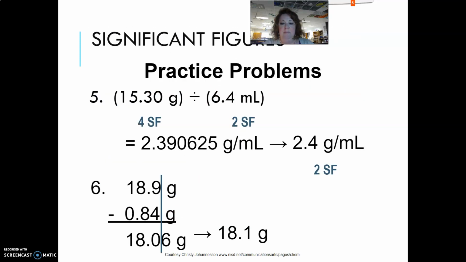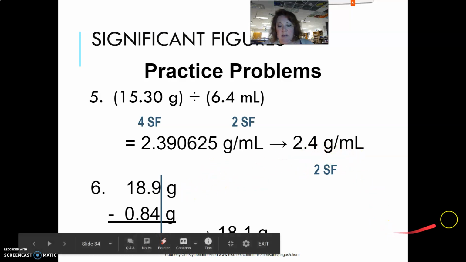Well, in the first example, again, we have 4 sig figs. We have 2 sig figs. Our answer can only be in 2 sig figs. So that's why we have to cut that off. That 9 is going to make the 3 round. So we have 2.4 grams per milliliter.